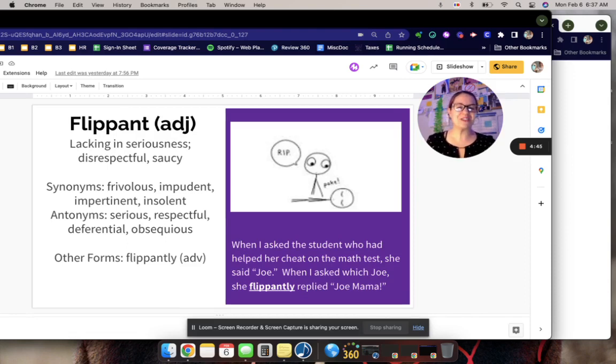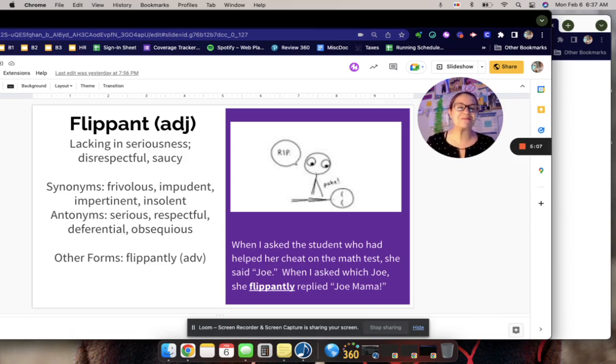This is one of my favorite words for this unit. The word is flippant, and it's an adjective. So you would use it to describe a noun of some kind. And it means lacking in seriousness, disrespectful, or saucy. Saucy meaning flippant, not saucy like food. Your synonyms are frivolous, impudent, impertinent, and insolent.